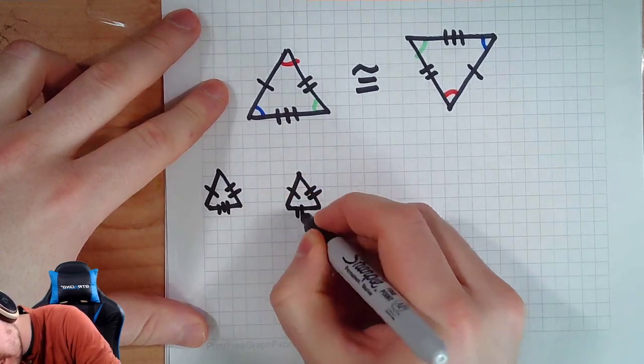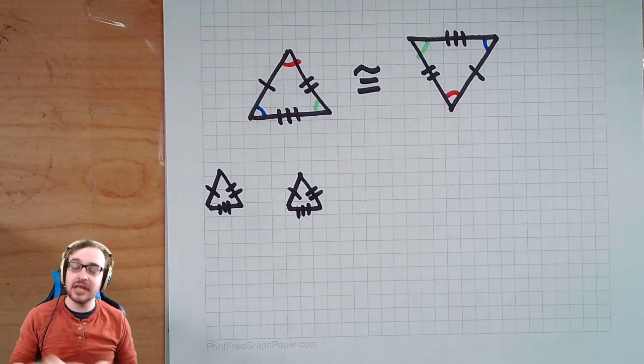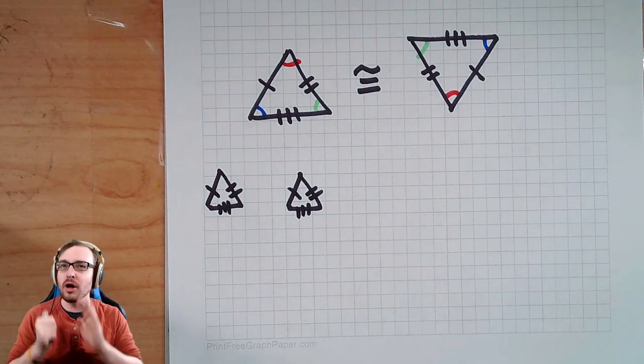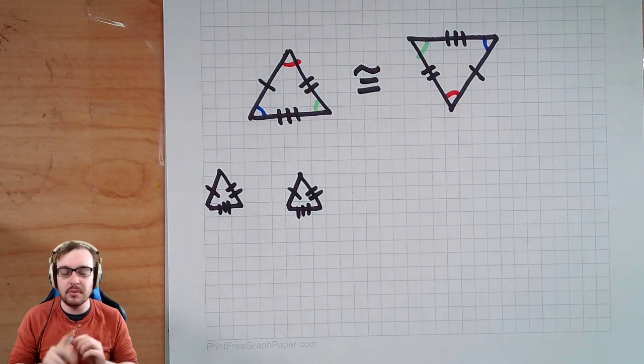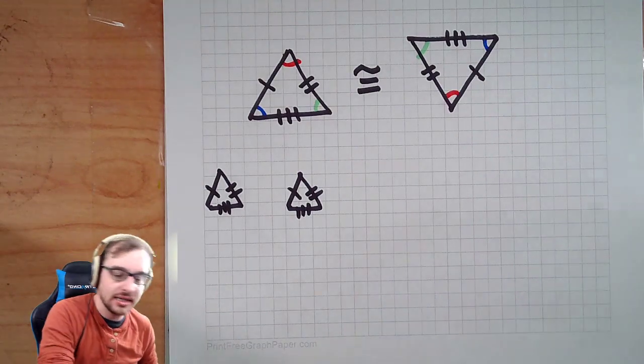So, for instance, if I know that I have 2 triangles that have 3 pairs of matching sides, I don't have to check the angles. I know that's going to be the same. And I can kind of show you why that is. I cannot prove it because remember, it's a postulate, not a theorem. But I can kind of show you why that is.